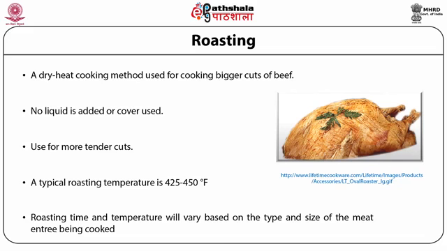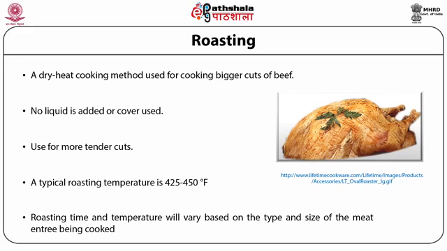The flavors of both meat and vegetables are retained and enhanced by roasting. A typical roasting temperature is 425 to 450 degrees Fahrenheit, with an initial temperature of over 500 degrees Fahrenheit for a period of 15 to 20 minutes.